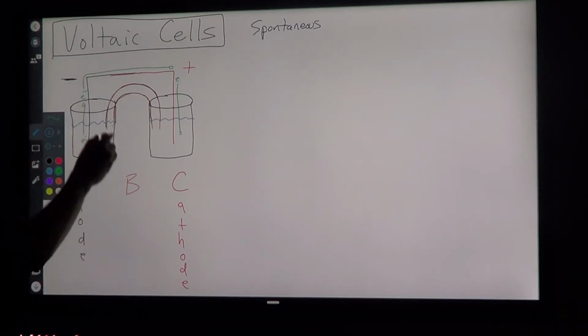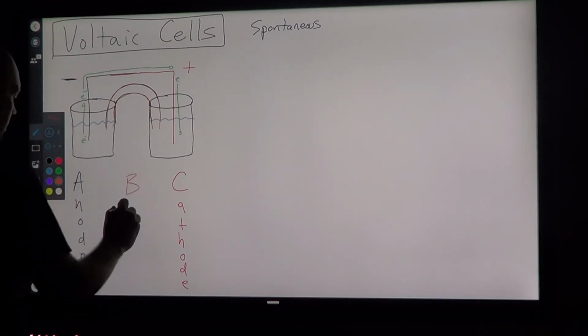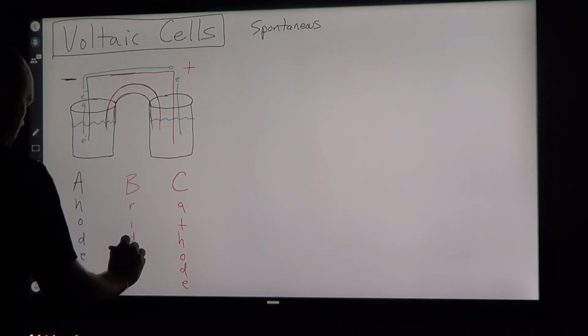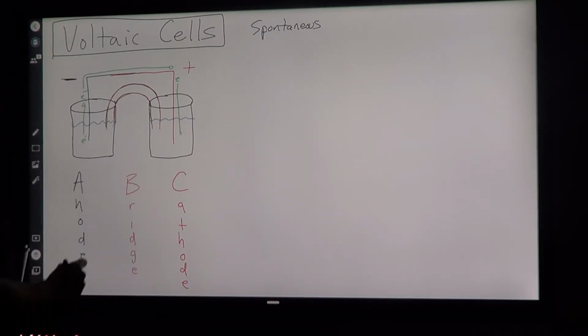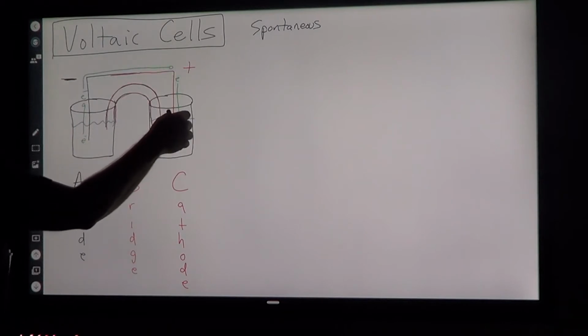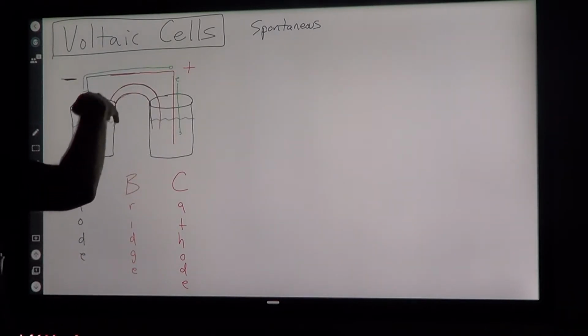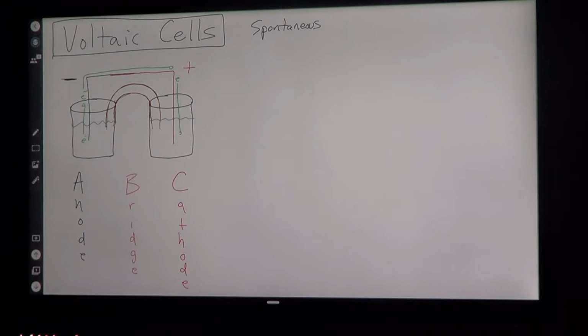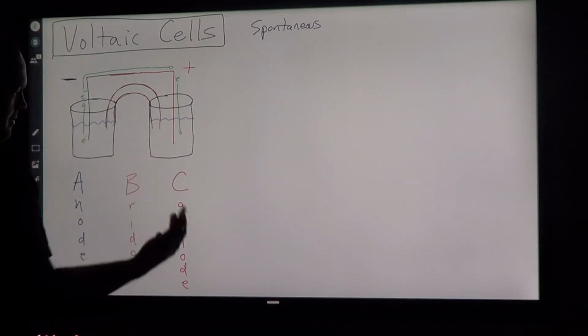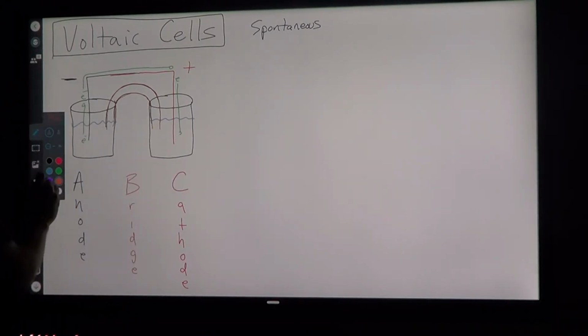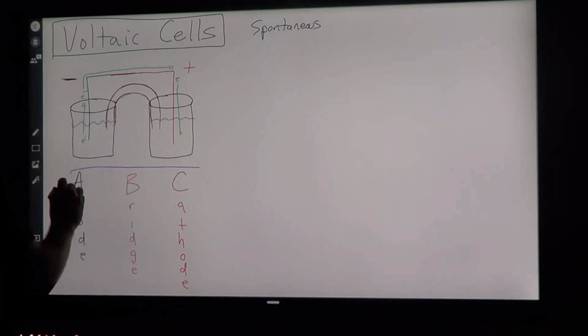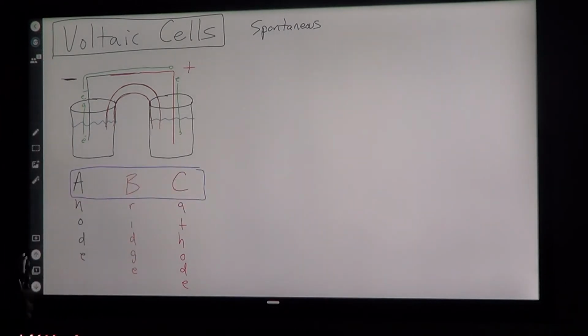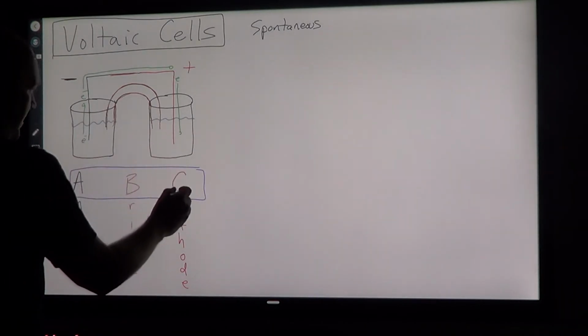This B in the middle is really important. It's called the salt bridge. As the electrons move one direction, you usually have to move ions across the salt bridge in order to keep the chemistry going. And if you don't have them connected using a salt bridge, the whole thing won't work. So the way I learned it was that voltaic cells are just your ABCs. You've got the anode, the bridge, and the cathode.